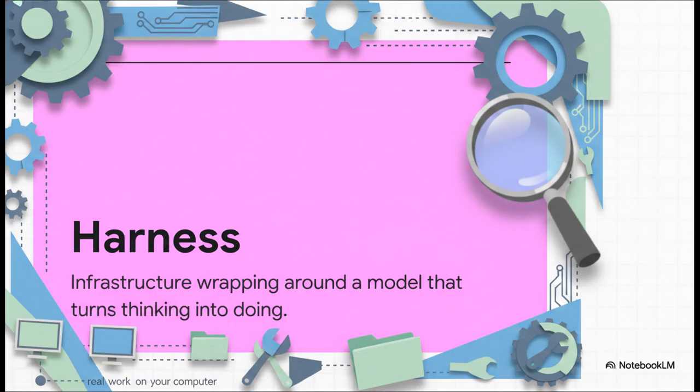To pull this off, tools at level 3 use something called a harness. Now, a harness is simply the infrastructure wrapping around the AI model. Think of it as what elevates a basic chatbot from being stuck in a browser into a powerful tool capable of executing real work directly on your computer. With a harness, the AI can read your local files, run commands, call other tools. It's the bridge that turns an AI's internal thinking into actual tangible doing.